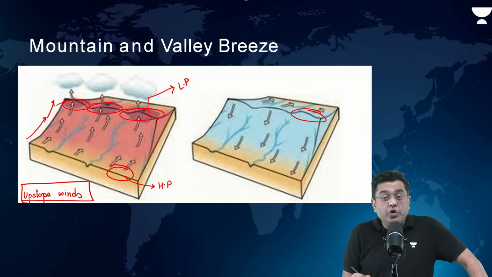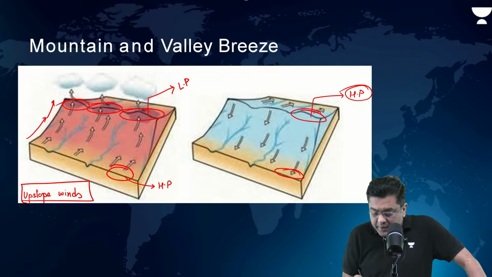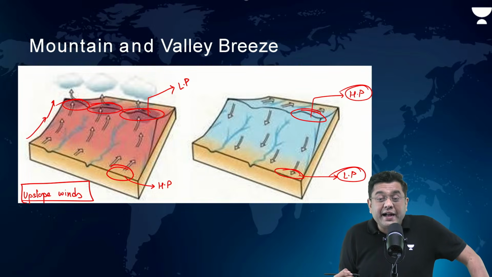Mountain top is very cold, loses heat very quickly. This becomes a zone of high pressure. Valley bottom still has a warmer air. Remember, we discussed this in valley inversion. This is a region of a comparative low pressure. So that is where you have the downslope wind.